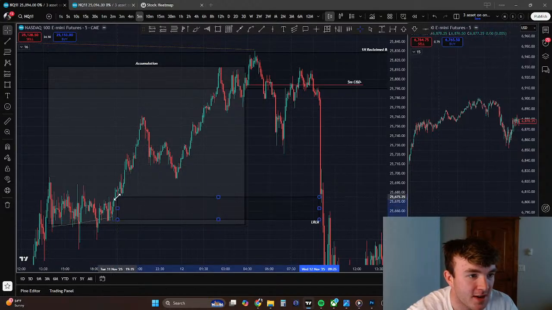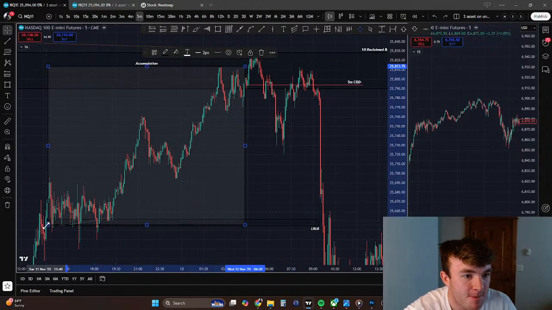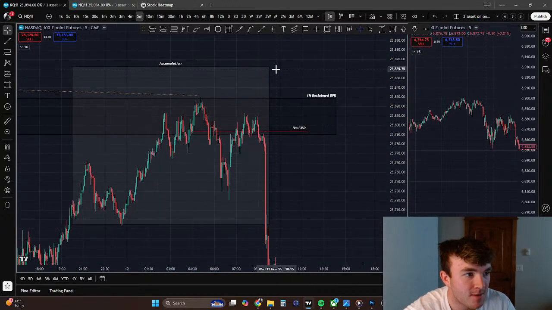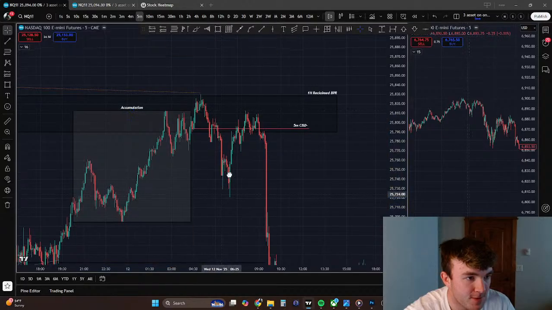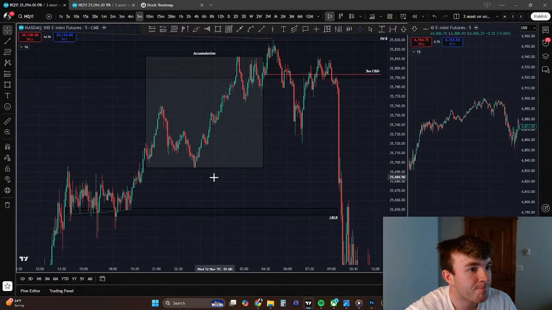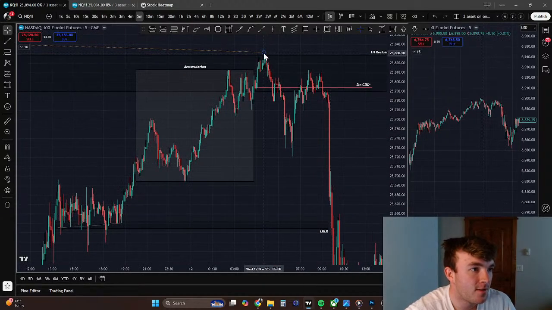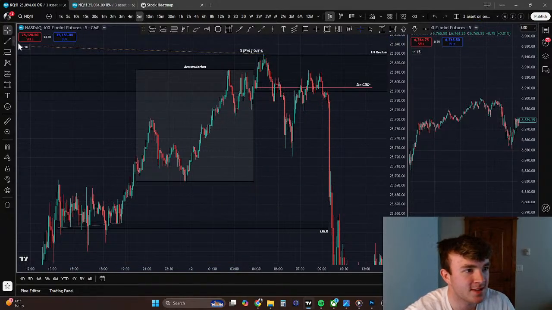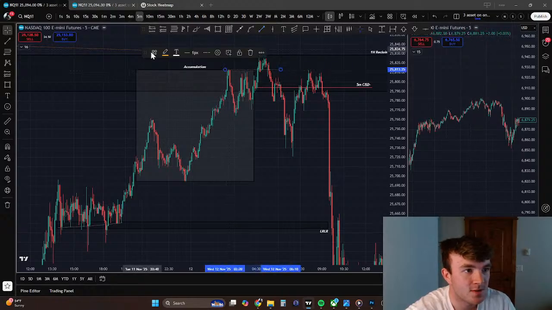Actually, no. Let's mark it out like this. Let's try and make things look as clean as possible here. So accumulation, once again, obvious target, this little LRLR chunk of price action here. Previous week's high. Once again, you'd have to see all this, and it's not easy, but if you did catch all this, it'd be cool. So, liquidity sweep.